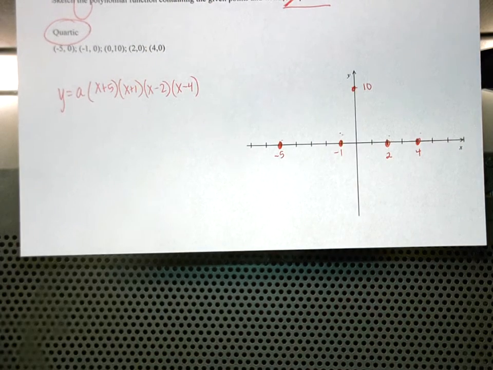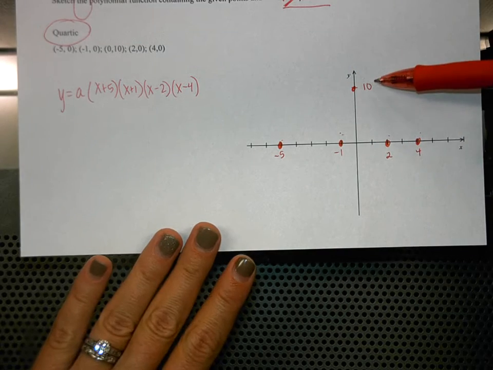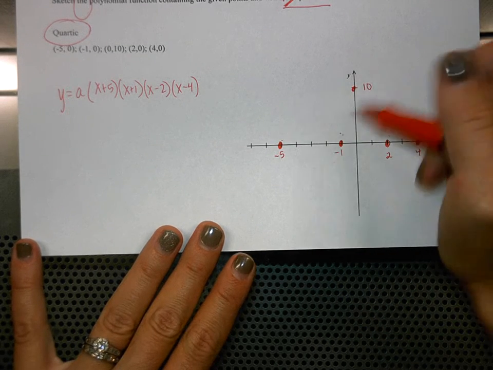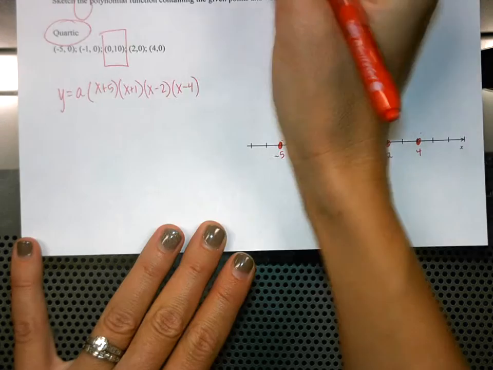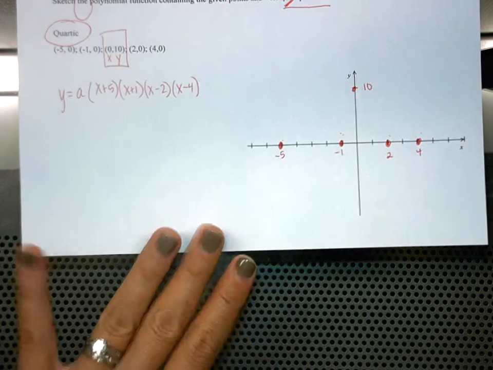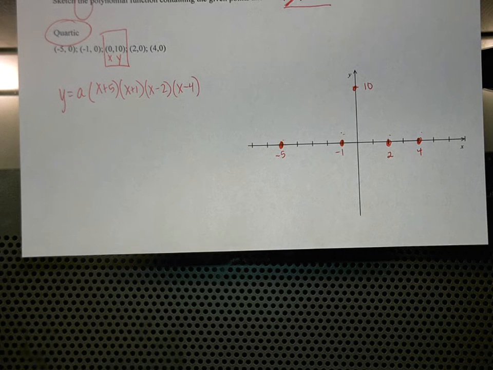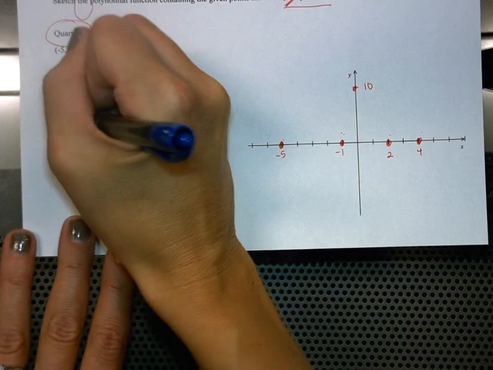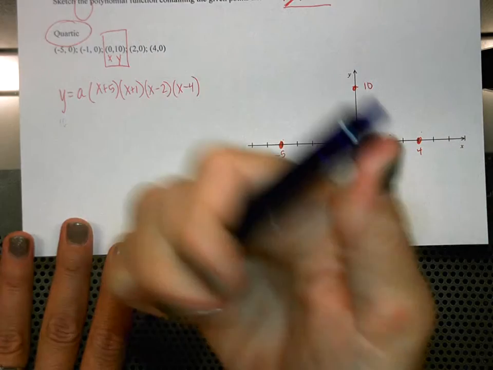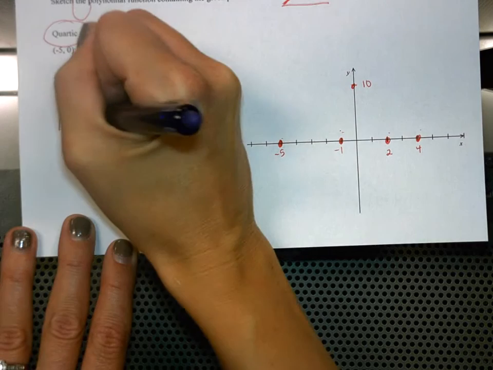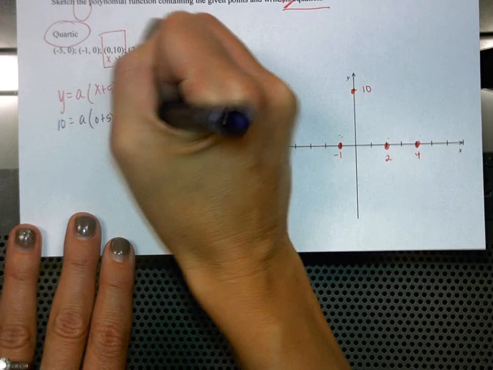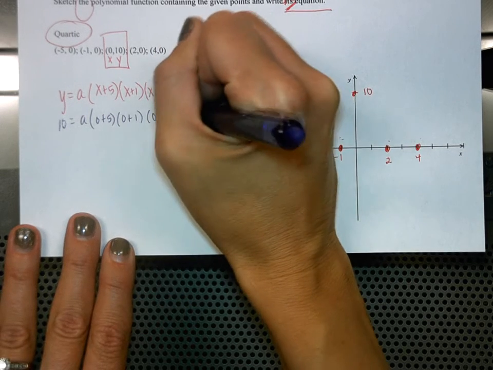Now, in order to find this a value, the a value on my function, I would plug in a point. And so we're going to use the y-intercept point. So we're going to use 0, 10. So this is my x value and my y value, and we're going to plug it into our equation and solve for y, or solve for a. Okay? So this would be 10 equals a, and then we have 0 plus 5, 0 plus 1, 0 minus 2, and 0 minus 4.